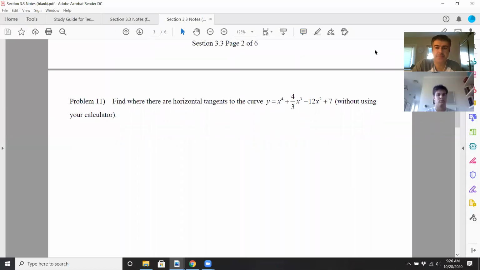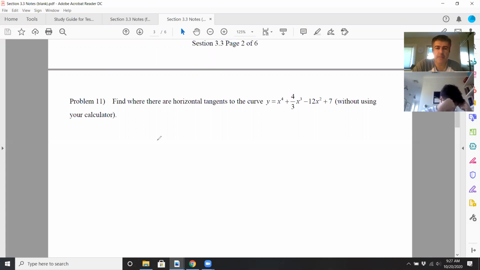We are now recording. Okay, so starting from the top of page 3, find where there are horizontal tangents to the curve of that funky polynomial there without using your calculator. Now, yes, can I use the calculator and find horizontal tangents? Absolutely, I can. But I won't do that right now. I'll show you how you can verify this in the calculator in just a little bit. But let's just do this.